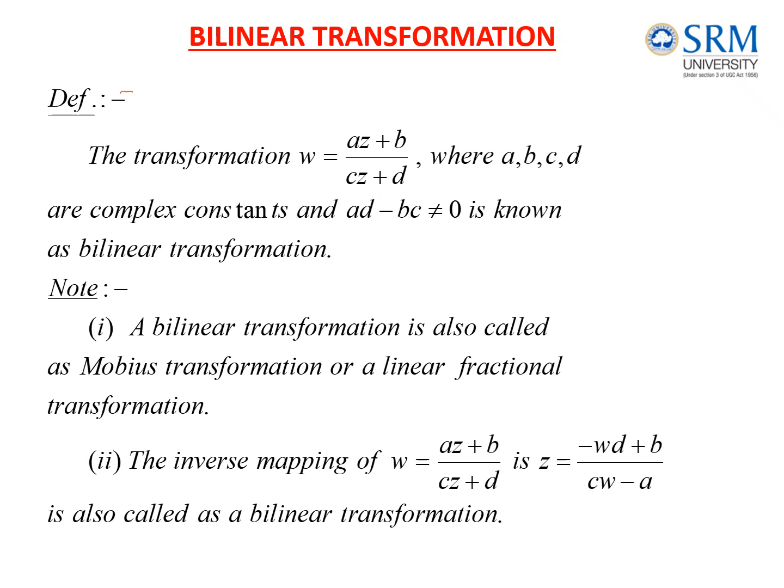w equal to (az plus b) by (cz plus d), where a, b, c, d are complex constants and ad minus bc not equal to 0, is known as bilinear transformation. A transformation of this form is called a bilinear transformation, and this is also called a Mobius transformation or linear fractional transformation. And the inverse of a bilinear transformation is also a bilinear transformation.